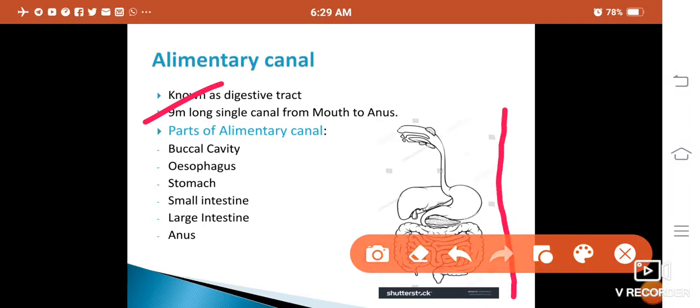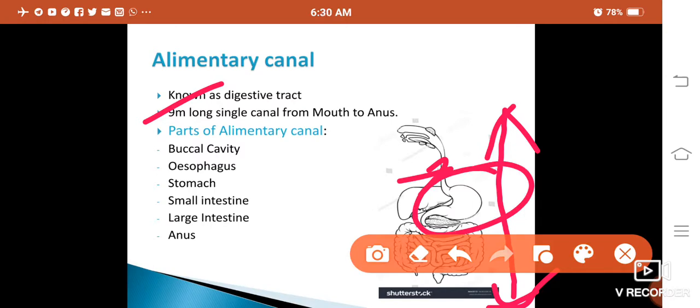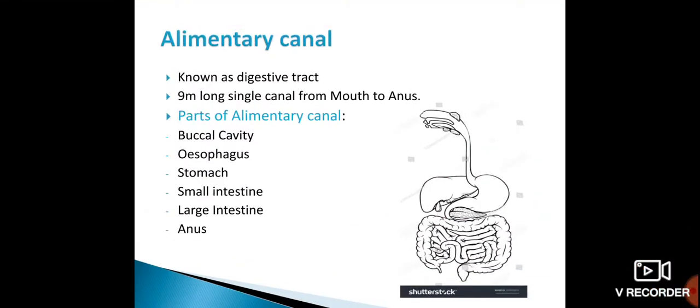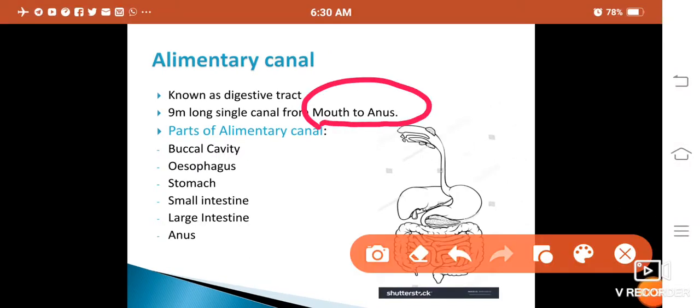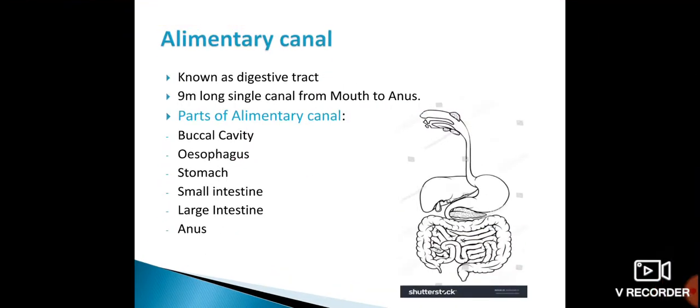जो बेटा ये जो canal है, this is a single tube. Sometimes it gets thin, sometimes it gets swollen, sometimes it is highly coiled. This single tube runs from mouth to anus. This is the mouth and this last point is the anus. There are many other parts of the alimentary canal like buccal cavity, esophagus, stomach, small intestine, large intestine, anus, which you can see in the next slide.